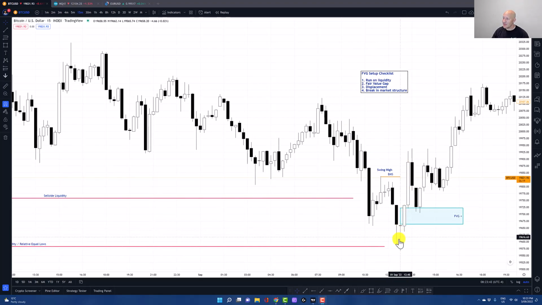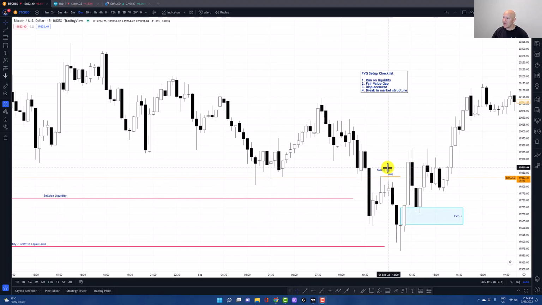Now you can see in the process of this fair value gap forming, the fair value gap forms on this second candle. So remember, our fair value gap is between the high of the first candle and the low of the third candle. And so we have our fair value gap across that second candle. Now this whole move, you can see the displacement, so this move upwards is very obvious. You can see this is where we break market structure just here.